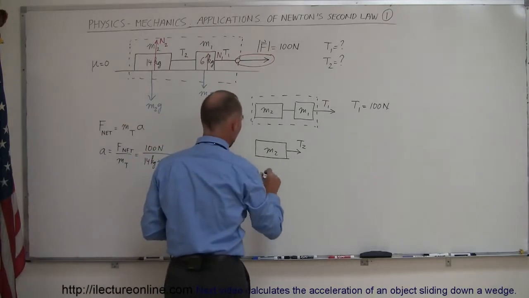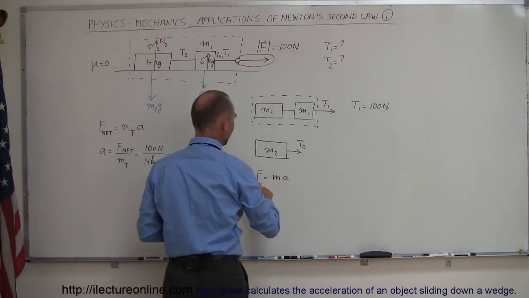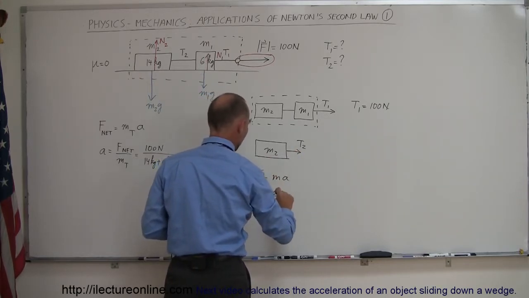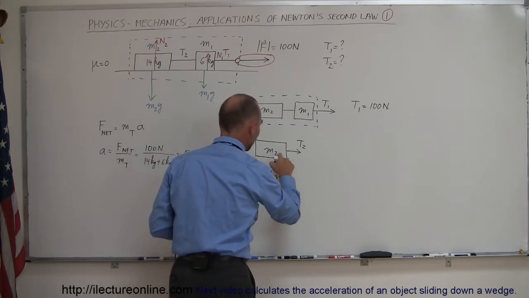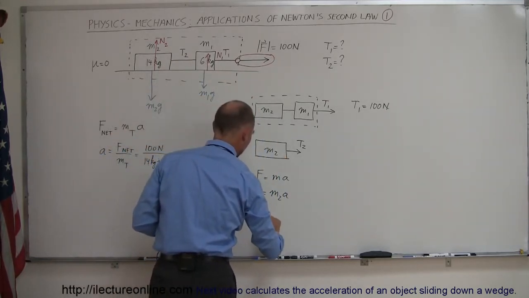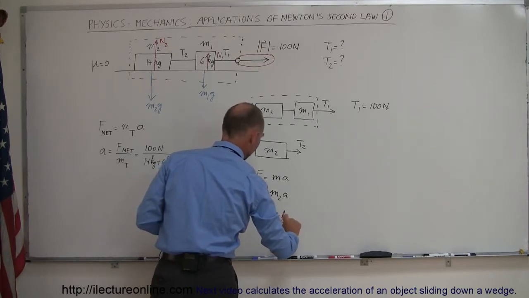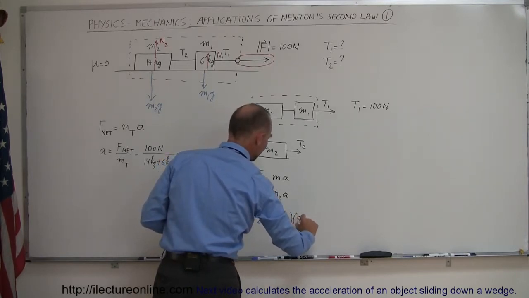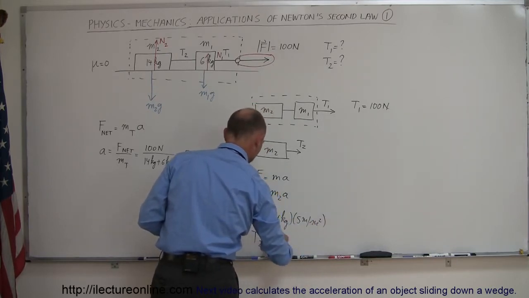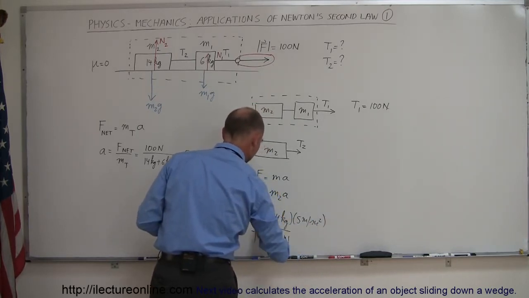So from Newton's second law, we can say that F is equal to ma. In this case, of course, we have the tension. Tension 2 is equal to mass 2 times the acceleration, which is the same as the acceleration of the whole system. So we can say that T2 is equal to 14 kilograms times 5 meters per second squared. And so the tension in the second string is 70 newtons.